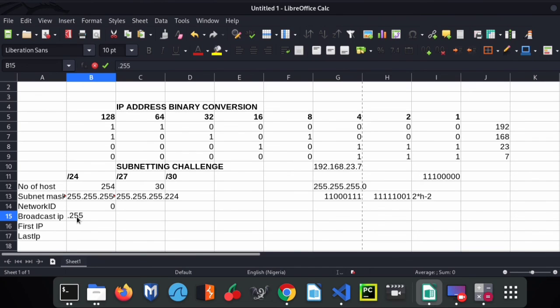So we have the first usable IP address. The first usable IP address is usually a .1 at the end. And then the last usable IP address is, in this case right here, 254. So it's as simple as that. You can do the same thing here as well. It's as simple as getting the IP address and calculating the subnets, the number of hosts in a subnet.